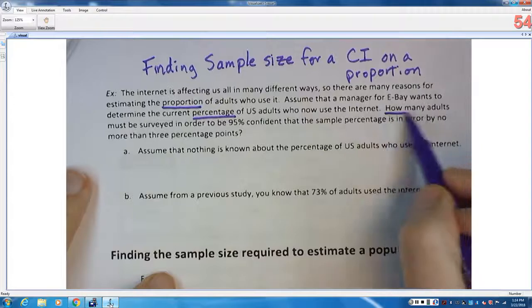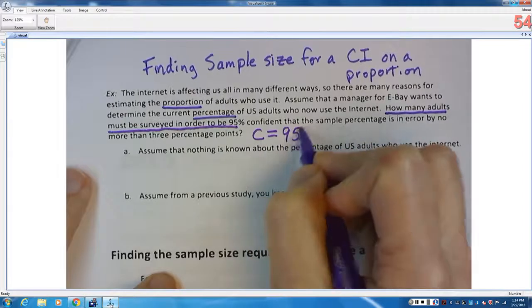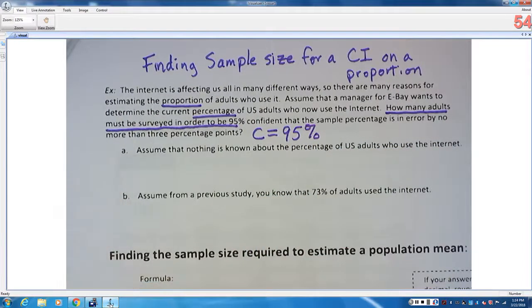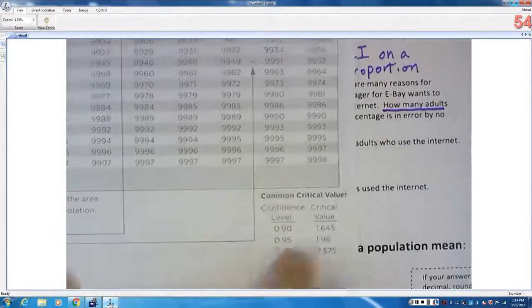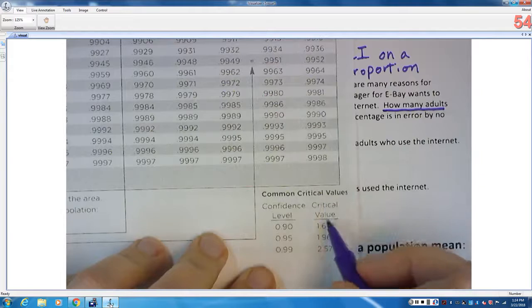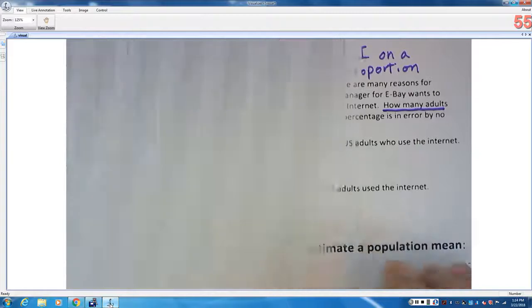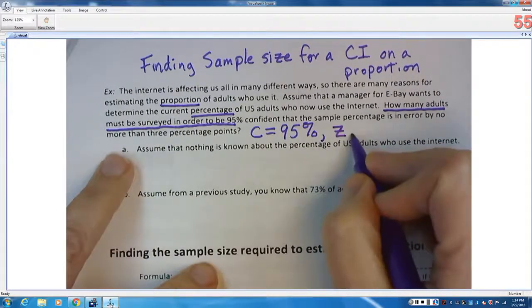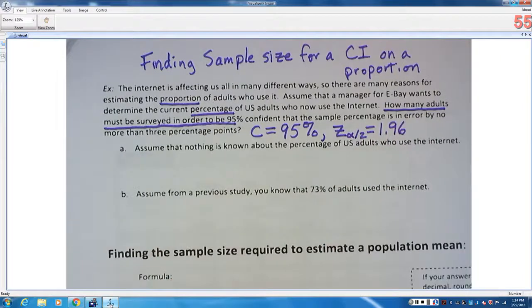And it says how many adults must be surveyed in order to be 95% confident. So C is 95%. From our common critical values, or we look on our positive z-scores paper at the bottom, these are the confidence levels. These are the common critical values over here. For 95%, we use 1.96. So for 95%, z alpha over 2 is 1.96. We don't divide the 1.96 in half or anything. That's just a notation for the symbol to say that's the critical value.